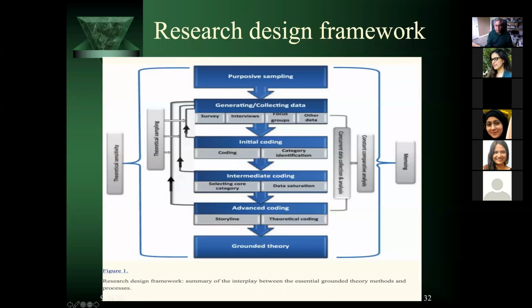And if you notice, these arrows are going back and forth, okay? These arrows are going down, but these arrows are also going up, flowing into this. This arrow is flowing into this. So intermediate coding may have to go back to generating, collecting data again. Initial coding may have to go back to generating, collecting data again, right? And all of this process is integrating into each other. Memoing, now interesting one is memoing. What are memos?